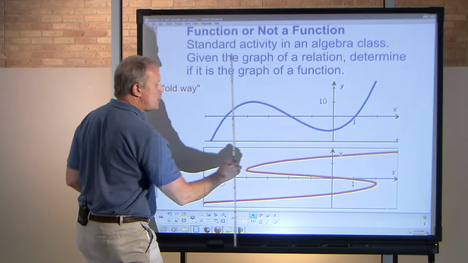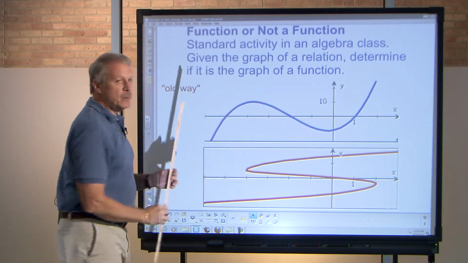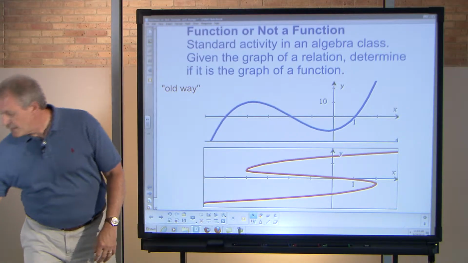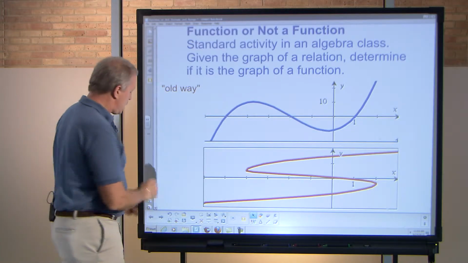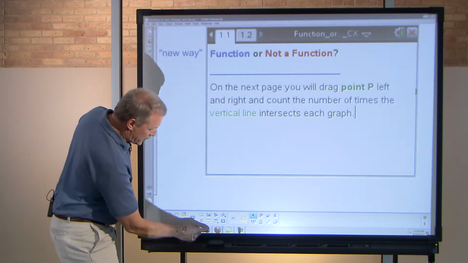And so you can see that the blue one passes the vertical line test and is a function, and the red one does not. And we were kind of happy with those results. But with technology, this is an activity that is on this TI-Nspire CX handheld. It's available online. I'll tell you how to get that for free in a minute. Let me go to that.